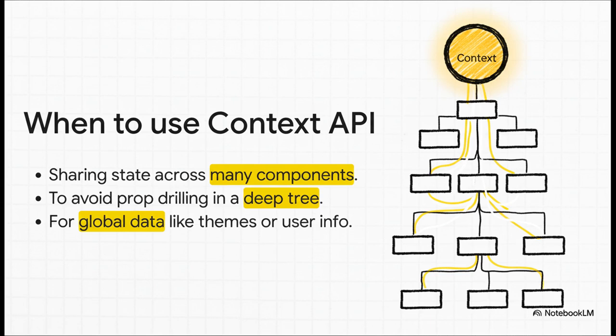This is your go-to solution for avoiding really bad prop drilling. You want to use this for data that's considered global for a big chunk of your app. Think about things like the current theme, light mode or dark mode, or the currently logged in user's data, or maybe the language setting for the whole app. For stuff like that, context is absolutely the right tool for the job.